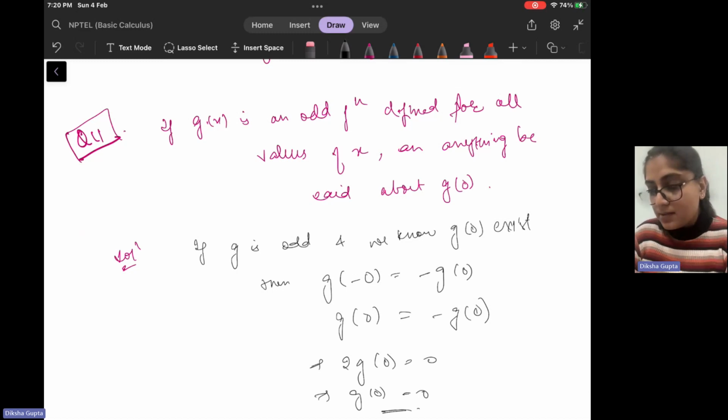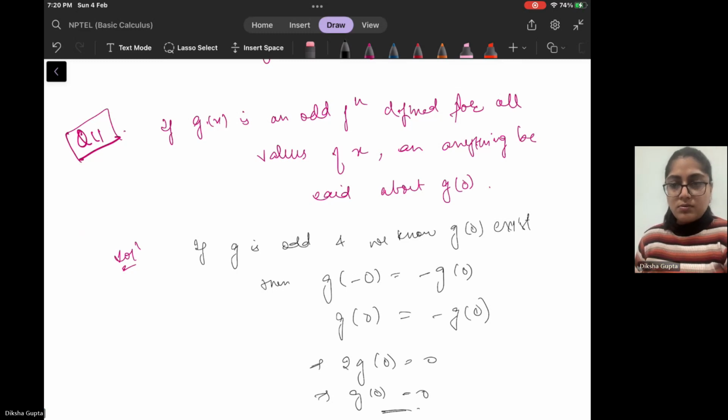So if any function is odd and the function is defined at the point 0, then it has to take value 0. It cannot take any other value. If it does, then the function will have a contradiction with the oddness. So these were some exercises related to the evenness and oddness of a function.